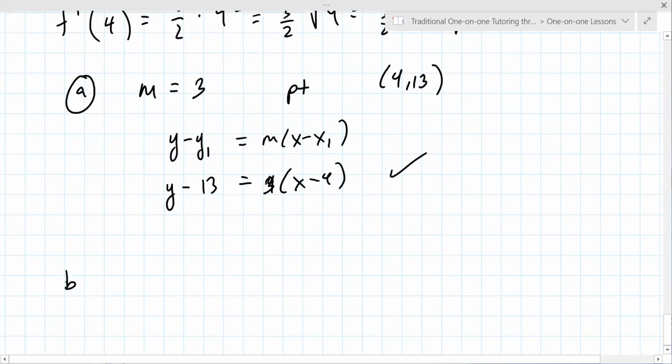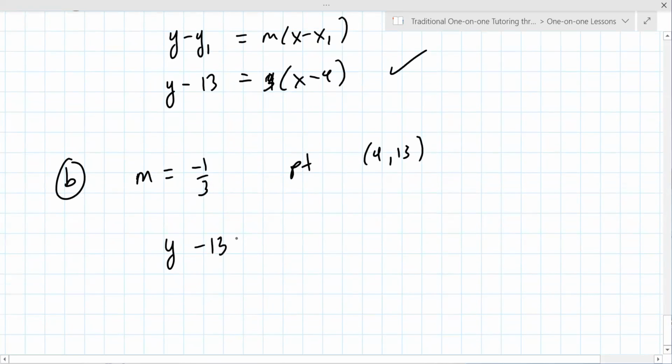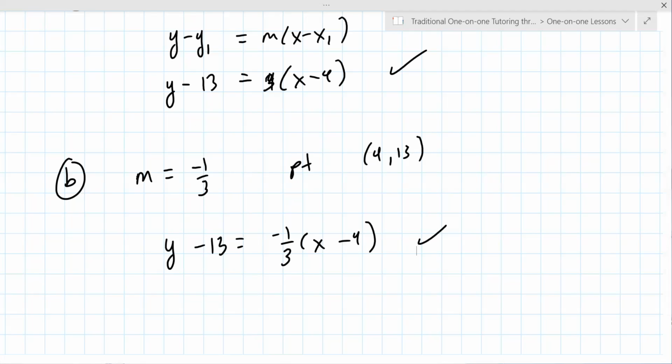Perfect. For part B, don't you just do the inverse reciprocal? Yes, so negative 1/3, it goes through the same point. So you're done. You've got y minus 13 equals negative 1/3 times x minus 4. It looks like you're using the difference quotient again here, which I understand, because you were probably interpreting the definition of the derivative and tangent lines. But once you've crossed this threshold in this course, you never go back to those again.